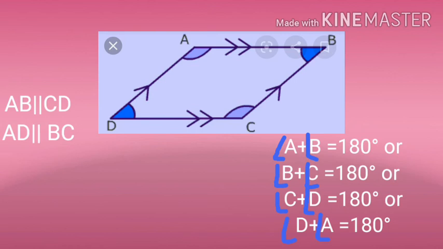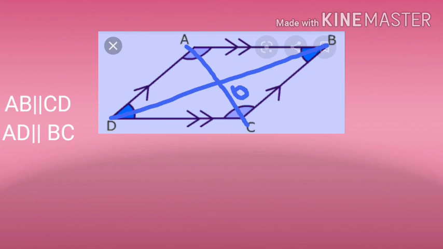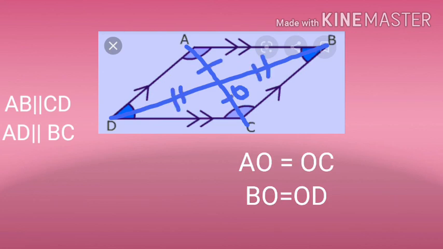Clear? Next, the diagonals bisect each other at the point of their intersection. So here AC and BD are two diagonals. They intersect at the point O. That means they bisect, to cut into two equal parts. Here AO is equal to OC, BO is equal to OD. Did you get it? Yes. Next one.